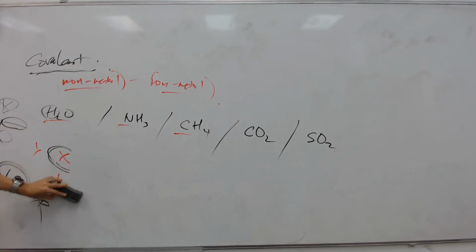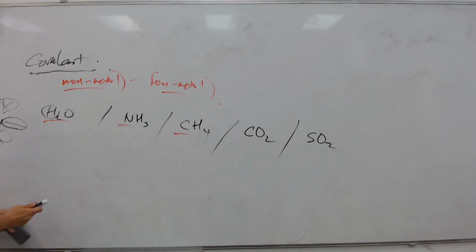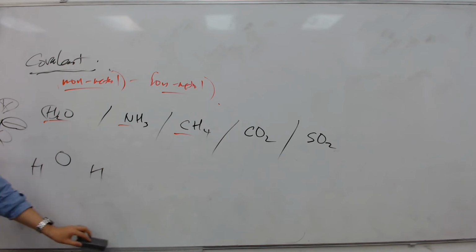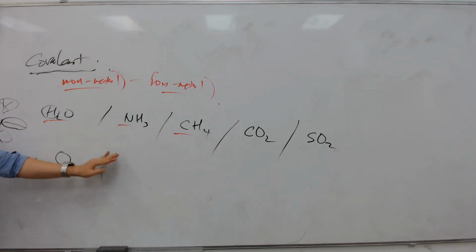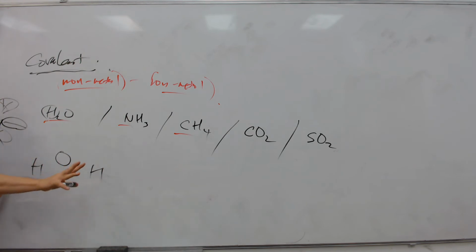So what you do is, oxygen goes in the middle and hydrogen surrounds it. You usually have to make a little blueprint here like that. And then you fill the electrons in.